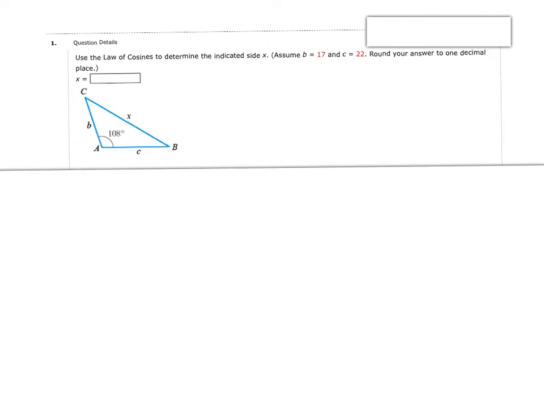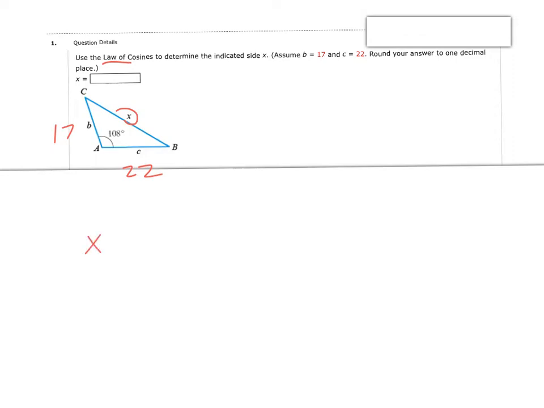All right, let's start off here on number 1. For this one, we want to find the indicated side x, and they're telling me this is 17 and this is 22. So it looks like we have no complete fraction here for our law of sines. It is side-angle-side, so I'm going to use law of cosines. It also kind of says to use law of cosines.